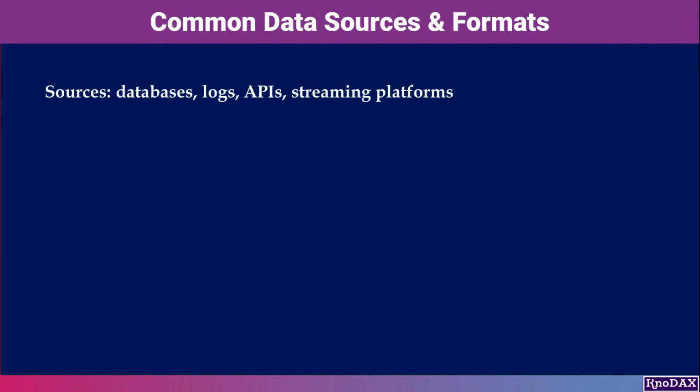In most modern architectures, data enters the system from a variety of sources: traditional databases, application logs, third-party APIs, and increasingly from real-time streaming platforms such as Kinesis or Kafka. Each of these sources delivers data with different characteristics and levels of structure. A large portion of raw data arrives in familiar text or row-based formats like CSV, Excel, JSON, or XML. These are easy to work with and widely supported, but they're not always the most efficient for large-scale analytics.